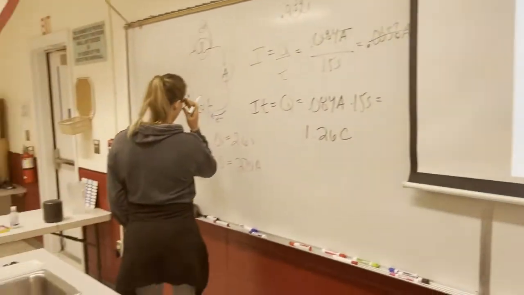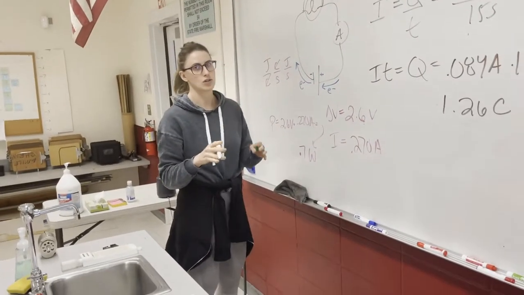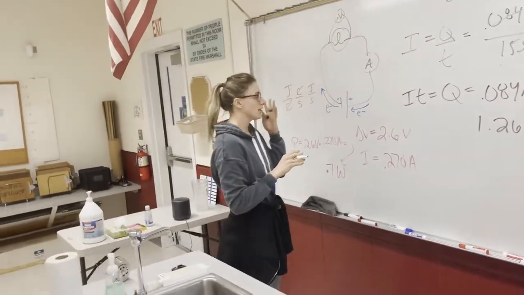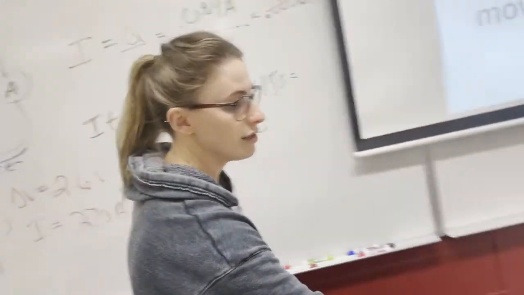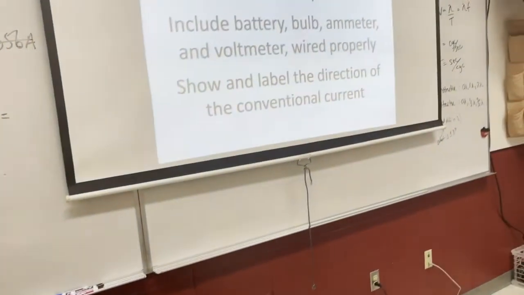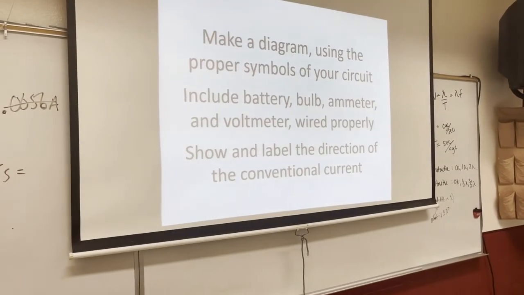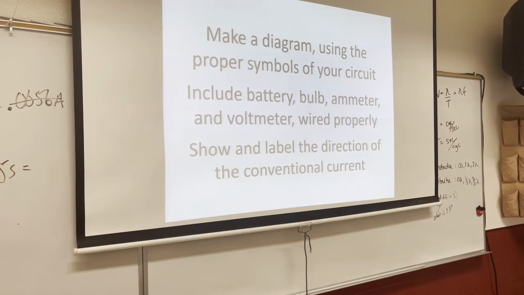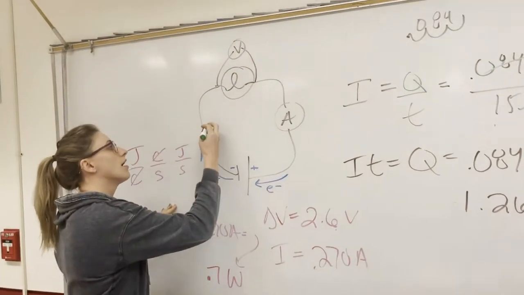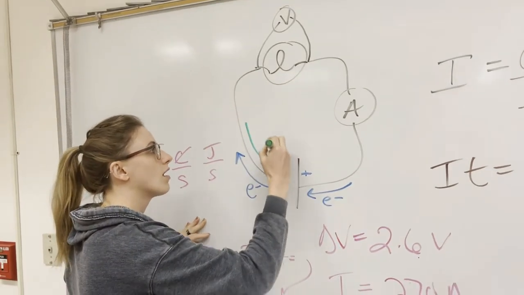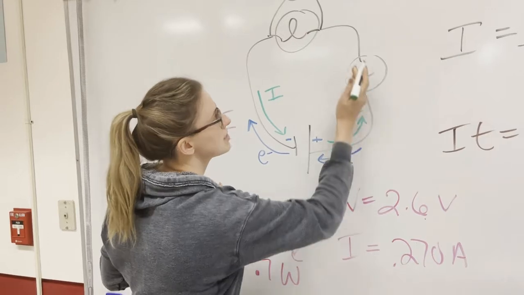So what does that mean? As long as you understand that electrons are what's really traveling and not protons, this is the way the electrons flow. However, if I asked you to make a diagram using proper symbols, including a battery, a bulb, an ammeter, and a voltmeter, wired correctly, show and label the direction of the conventional current. It goes out of the positive and into the negative.